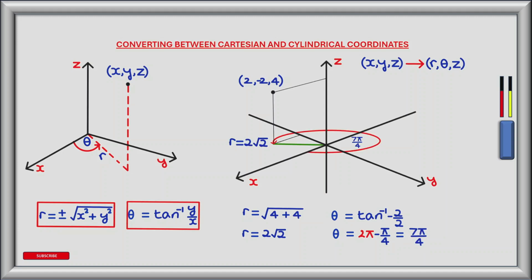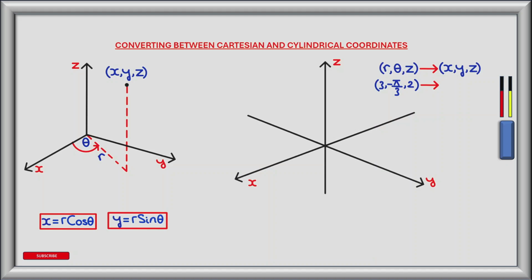So now you can see that I've marked the angle in, which is 7 pi by 4, and the green line denotes the radial distance r, which in this case is 2 root 2. And as for z, this remains as z equals 4. So Cartesian coordinate (2, -2, 4) converts to (2 root 2, 7 pi by 4, 4) in cylindrical coordinates. So now let's convert a point from cylindrical coordinates to Cartesian coordinates.